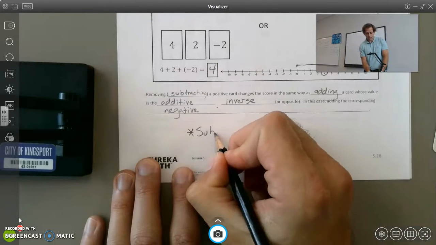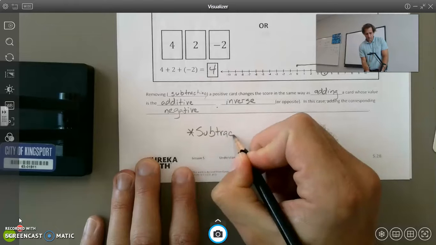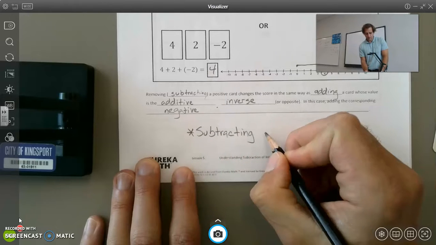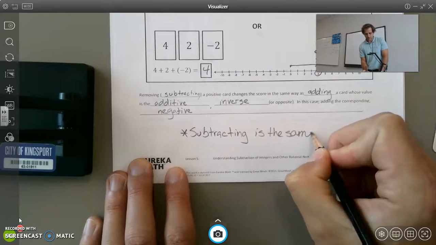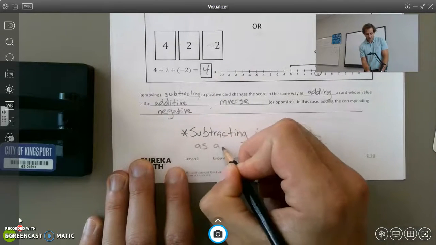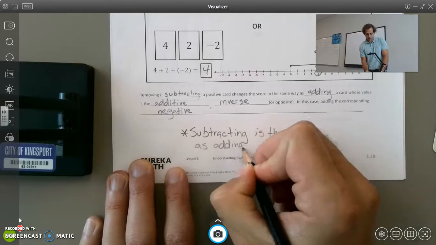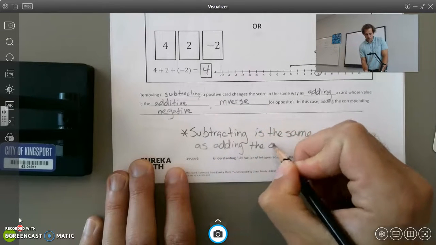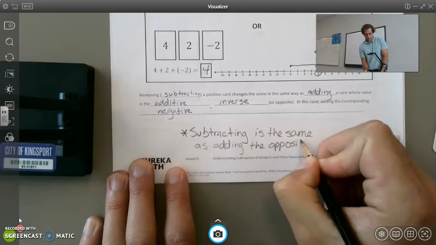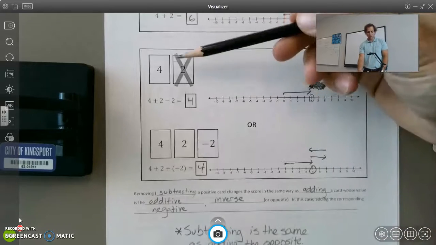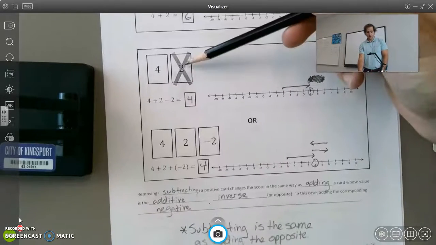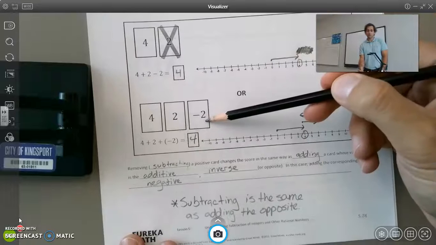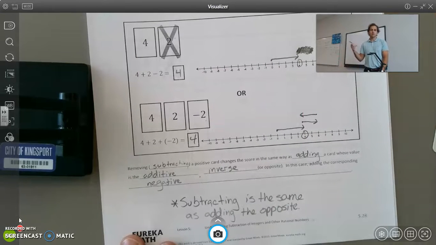Subtracting is the same as adding the opposite. Go back up to here. Subtracting is the same as adding the opposite. Say that one more time. Subtract 2, add negative 2. We get the same answer either way. Subtracting is the same as adding the opposite.